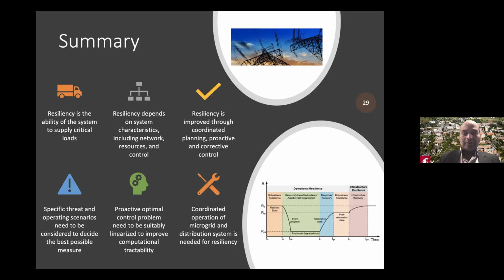And we need to keep in mind a specific threat and different operating scenario before deciding what action is the most appropriate. We need to look at all the different possible control, either proactive or corrective control, and use that in a well-planned manner with certain computational tractability.